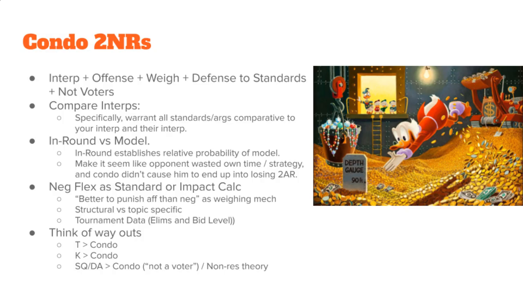Neg flex is a standard impact calculus. Always important. Your offense is neg flex, and you can always use this as impact calculus. Worst comes to worst, it's better to punish them, even if they're right, and it hurts their ground. That's a good thing. And so usually this is all structural versus topic stuff. It's better to have topic-based stuff.